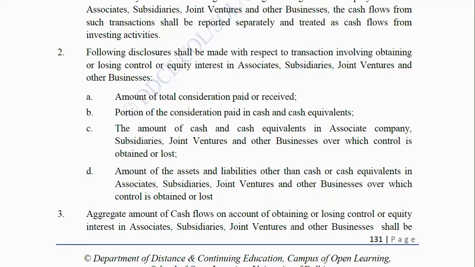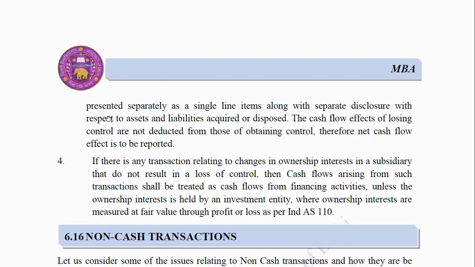Number 3. Aggregate amount of cash flows on account of obtaining or losing control or equity interest in associates, subsidiaries, joint ventures, and other businesses shall be presented separately as a single line item along with separate disclosure with respect to assets and liabilities acquired or disposed. The cash flow effects of losing control are not deducted from those of obtaining control. Therefore, the net cash flow effect is to be reported.